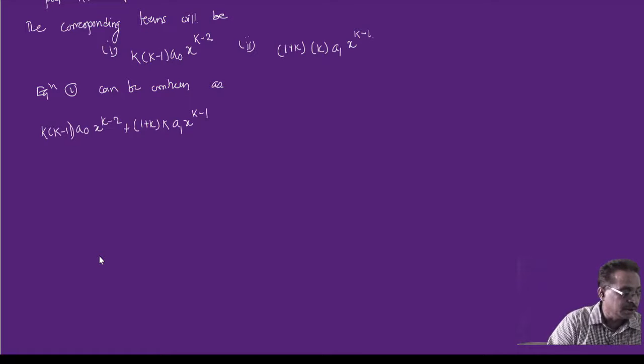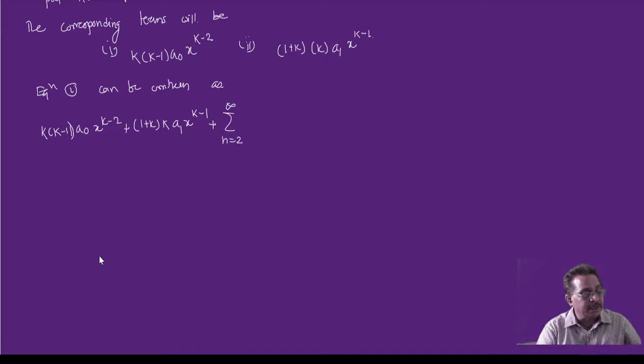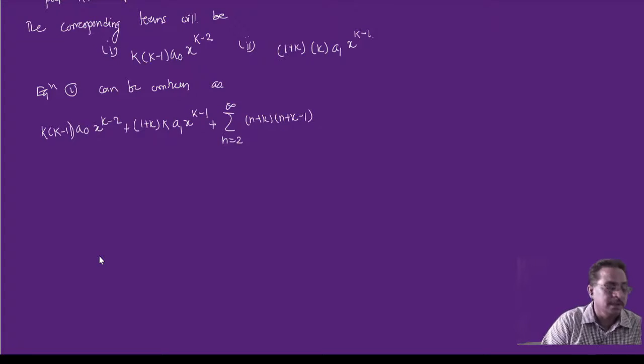These are the first two terms, plus this term starts from n equal to 2 onwards to infinity. First two terms are separated out for n equal to 1 and n equal to 0. So next term is this n plus k into n plus k minus 1 into an times x raised to n plus k minus 2, and minus 2 summation for n equal to 0 to infinity.